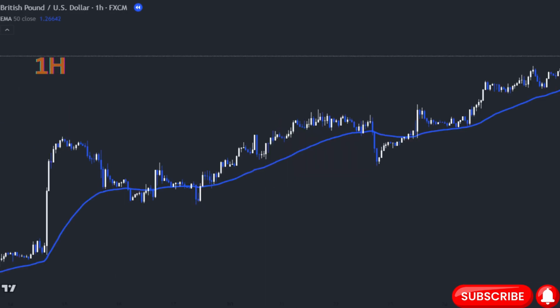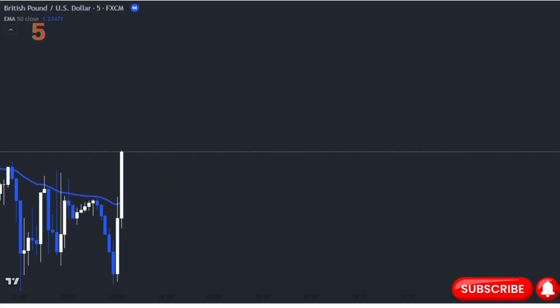Starting with the higher time frame 1 hour, it's a clear uptrend as we all see. The price is trading above the 50 EMA. Now let's move on to our entry time frame, the lower time frame 5 minutes, for more confirmation. On 5 minutes, the price has respected the rule of first being below the 50 EMA, then after crosses the EMA with a momentum candle and closes above it.